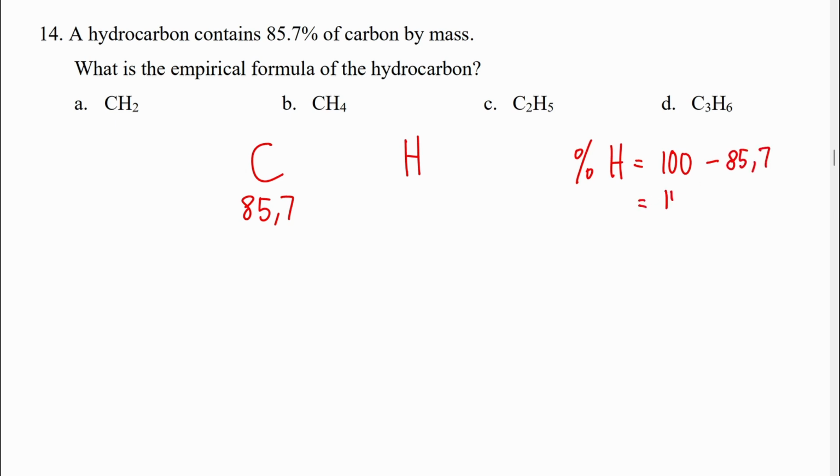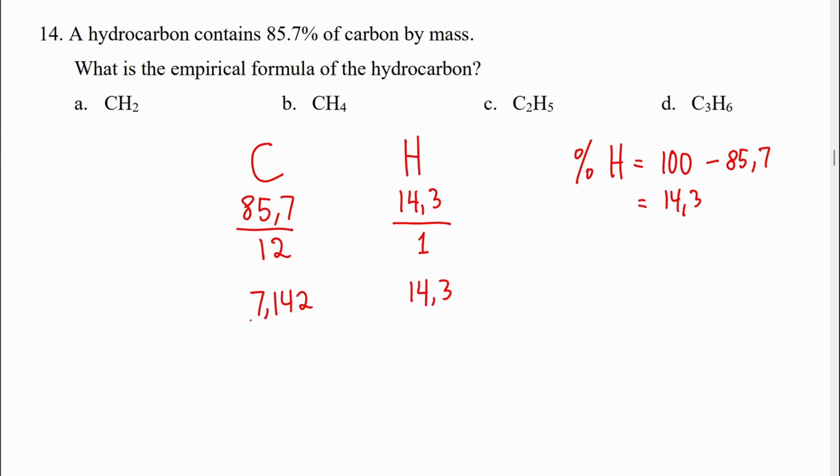So equals to 14.3, right? So hydrogen here is 14.3 and divide by their own relative atomic mass, which you can find in the periodic table. So what is the mass of carbon? 12, right? Hydrogen is 1. So 85.7 divided by 12 equals to 7.142, and any number divided by 1 is the number itself.